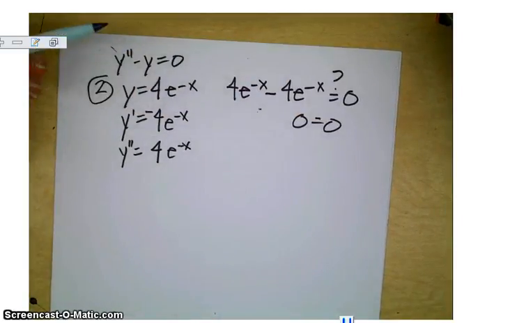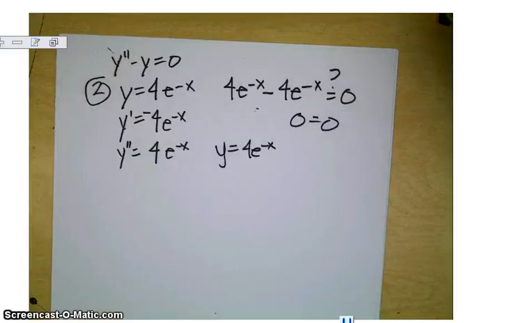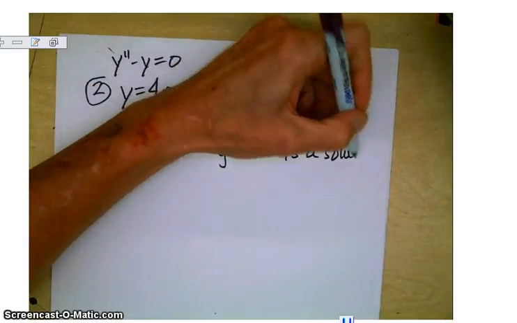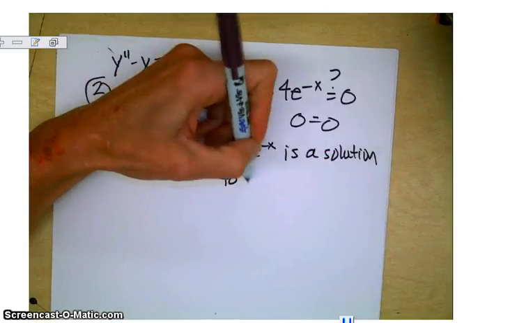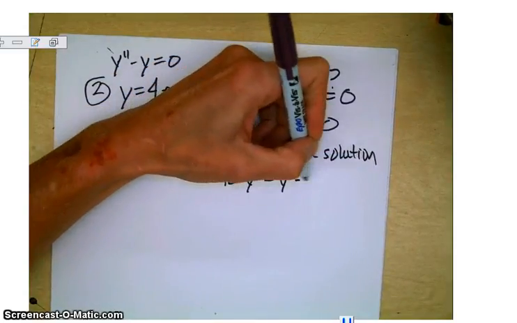So what final statement would I make? y equals 4e to the negative x is a solution to y prime prime minus y equals 0. That should not be a prime.